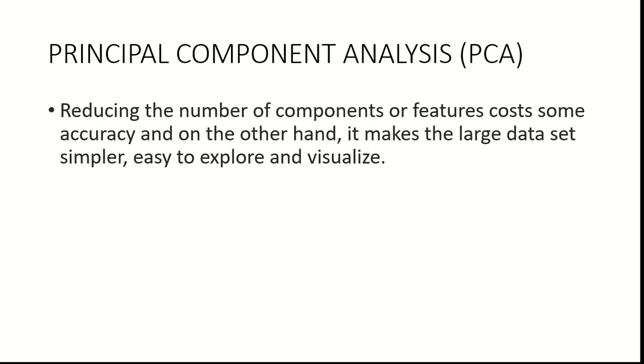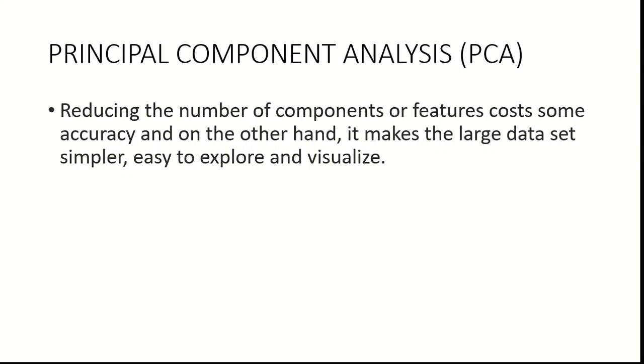Then reducing the number of components or features costs some accuracy, and on the other hand, it makes the large dataset simpler, easy to explore and visualize. That is the advantage. If we reduce the dimensionality, we have to compromise on accuracy. A minute accuracy compromise may be there, but at the same time, on the other side, we make the data simpler, and it makes it easy to explore the data and to visualize.